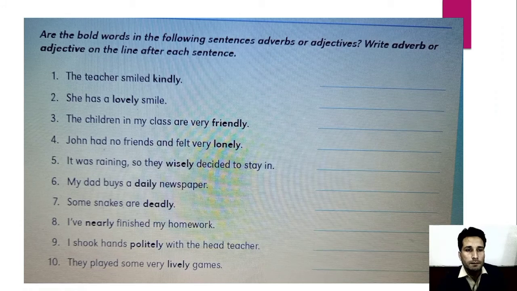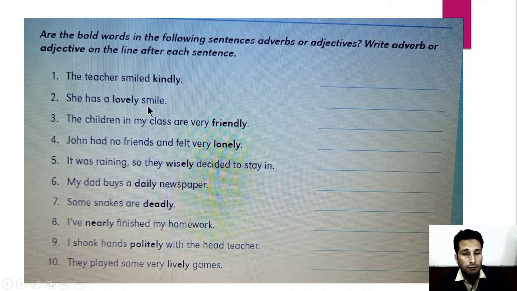Here is an activity. Are the bold words in the following sentences adverbs or adjectives? Write adverb or adjective on the line after each sentence. Remember, you have to focus on the function of the word here. The teacher smiled kindly. How did he smile? Kindly. So here the word kindly modifies the meaning of smile, and smile is a verb here. So that is why it is an adverb.